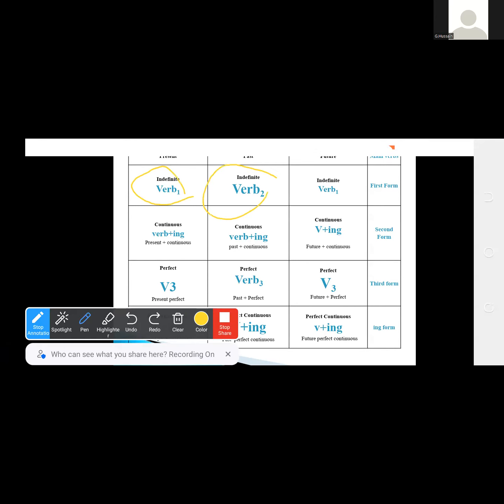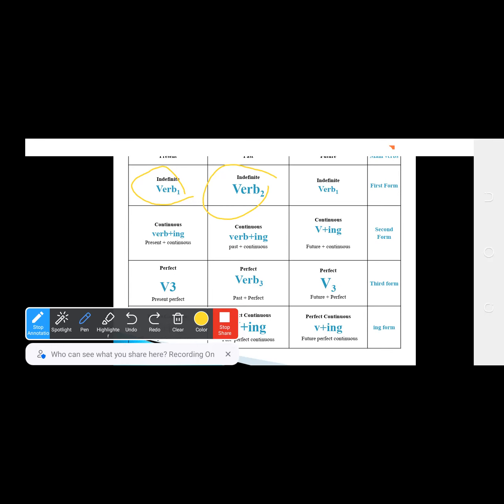There is no need to use a helping verb in present indefinite and past indefinite. In all the remaining 10 tenses, a helping verb is a must. If there is no helping verb, there will be no identification of its exact tense.